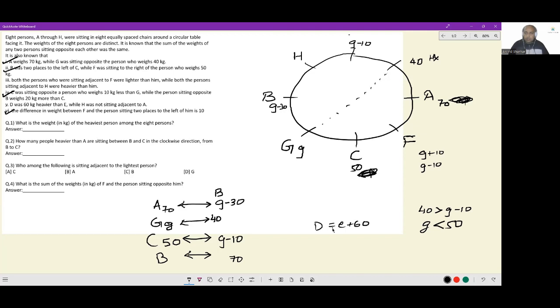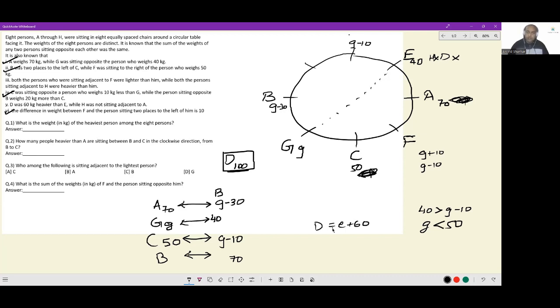If this cannot be D, oh, one wonderful thing. Look at this. This 40 kg person cannot be D because he was 60 kg heavier than E, and H was not sitting adjacent to E. So this person cannot be D, cannot be H. So this person has to be E. This is done, which would mean D weighs 100 kg.